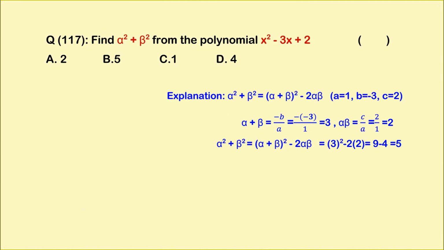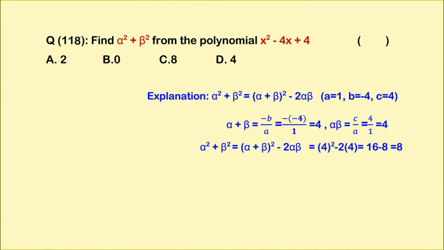Question number 117. Find alpha square plus beta square from the polynomial x square minus 3x plus 2. Alpha square plus beta square is equal to alpha plus beta whole square minus 2 alpha beta. If you compare with the standard form of equation ax square plus bx plus c, the value of a is 1, the value of b is minus 3, the value of c is 2. If you substitute the values in alpha plus beta whole square minus 2 alpha beta, we'll get 3 square minus 2 of 2, that is 3 square 9, 9 minus 4 is nothing but 5. So the right answer is B.